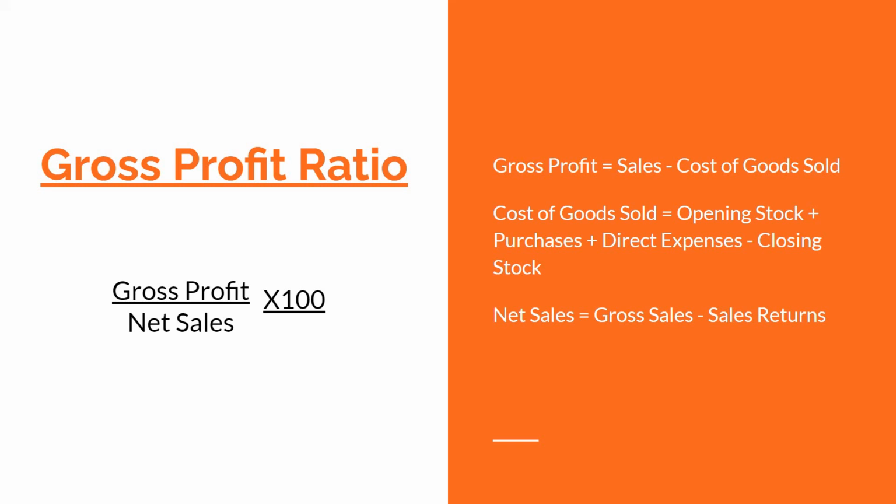So here we have a simplified formula: opening stock plus purchases plus direct expenses minus closing stock gives cost of goods sold, which is to be reduced from net sales in order to get your gross profit. Then gross profit is divided by net sales multiplied by 100, so you get a percentage. For example, your gross profit is, let's suppose, 2000 and net sales is 10,000. So gross profit ratio is equal to 2000 divided by 10,000 into 100, so you will get a figure of 20%. So you can conclude that we have a gross profit ratio of 20%.